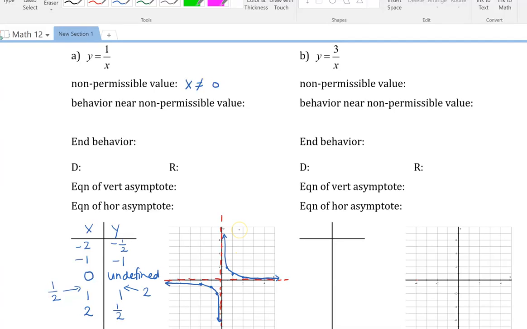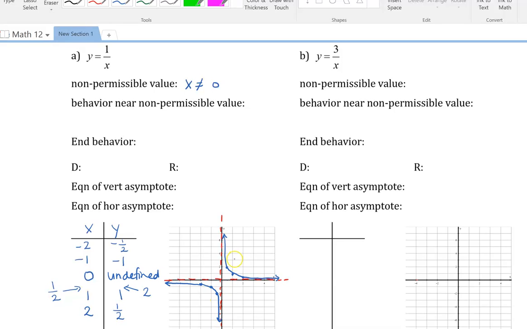So let's go back to looking at the features. The second piece says, what is the behavior near the non-permissible value? Our non-permissible value 0 is asking what's happening near 0. So when I look at the right side of the graph, near 0, the y value is getting very large. If I look at the left side of 0, the y value is getting very, very small.